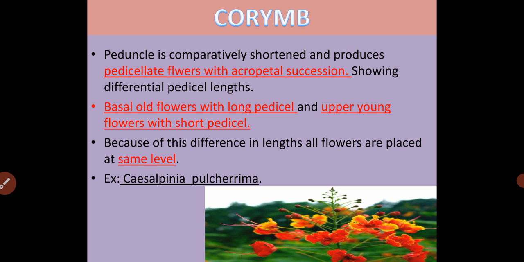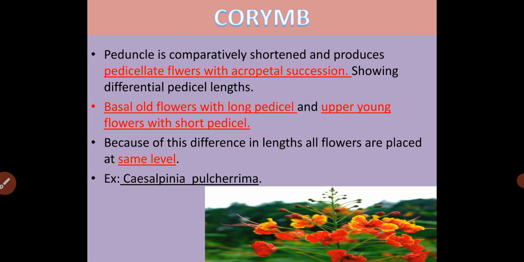Basal old flowers with long pedicel and upper young flowers with short pedicel. Because of this difference in length, all flowers are placed at the same level, as seen in case of Caesalpinia pulcherrima. Corymb is the case in which the peduncle is comparatively shortened and it produces the pedicellate flowers with acropetalous succession and showing the differential pedicel length.